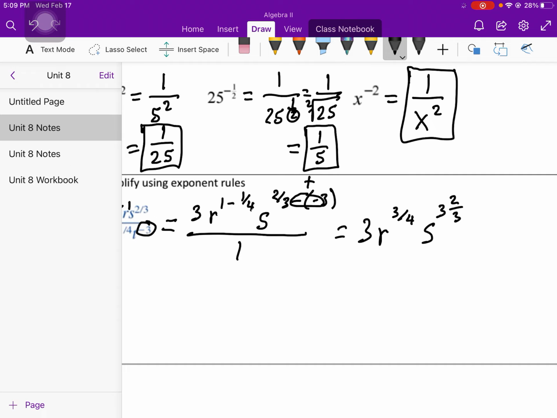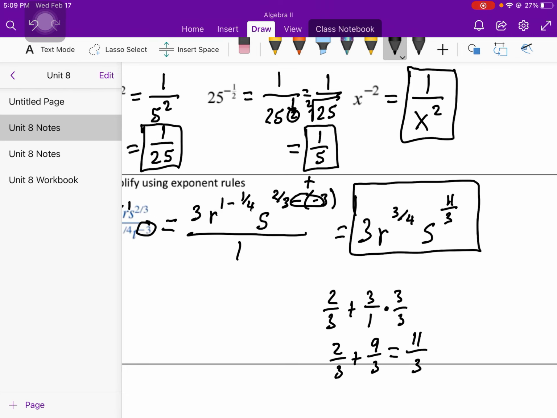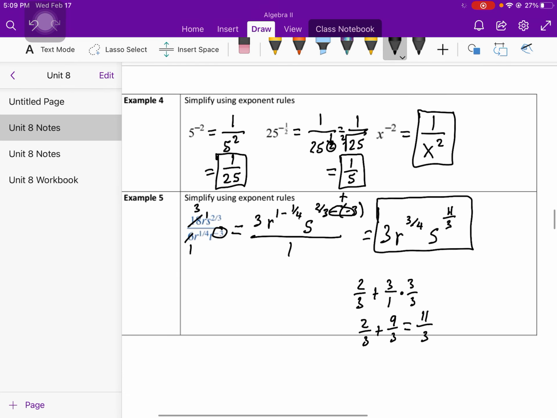And we could add that differently. How we should actually add that is to get a common denominator. So I'm just going to do it down here. So 2/3 plus 3 over 1. Multiply that by 3, so you get 2/3 plus 9/3, which is going to equal 11/3. We get 11/3 for our s. And that would be our answer there.